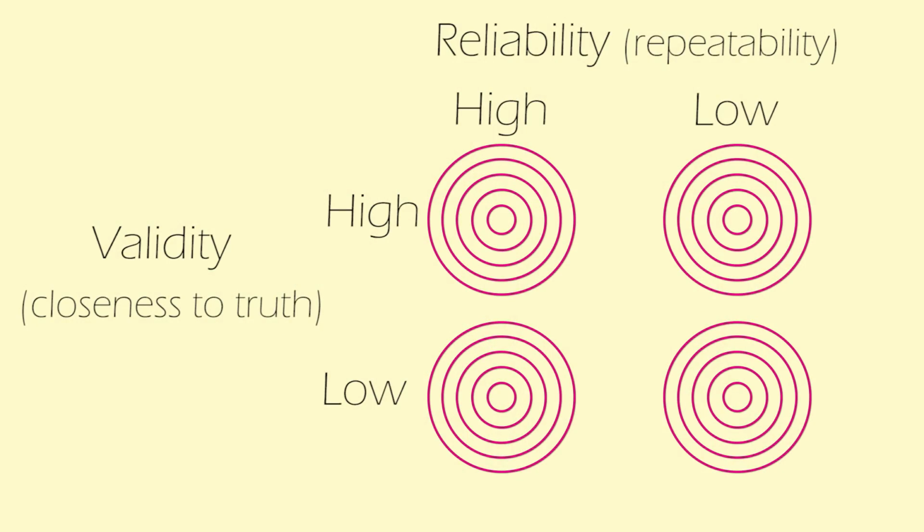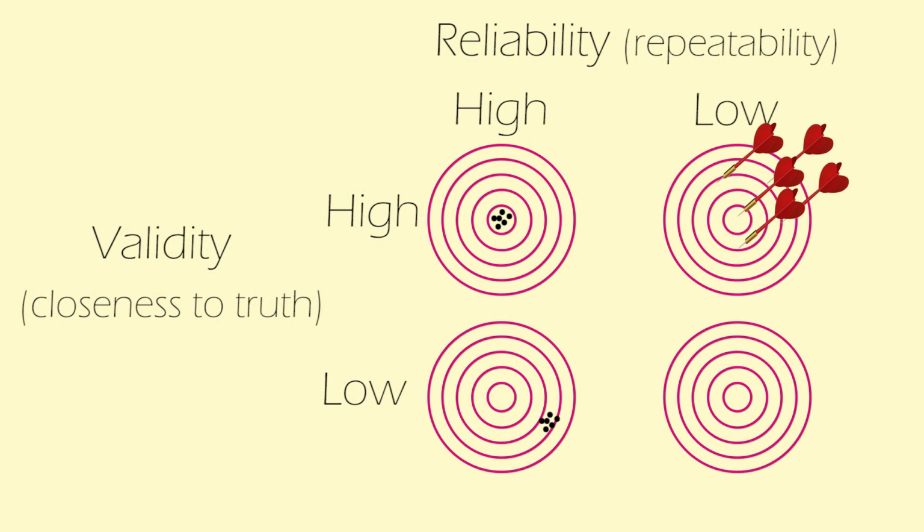I find the most useful way of thinking about this is to think about arrows going towards a dartboard. If you look at the top left, you'll see that all the arrows end up on the bullseye, so they're all close to truth. If you look at the bottom left, although all the arrows are reaching the same target, it's off-centre. So although they agree each time and the reliability is high, it's wrong. You've got the wrong answer. You can see in the top right of the diagram that the validity, the closeness to truth, is still good. All the darts are centred around the bullseye.